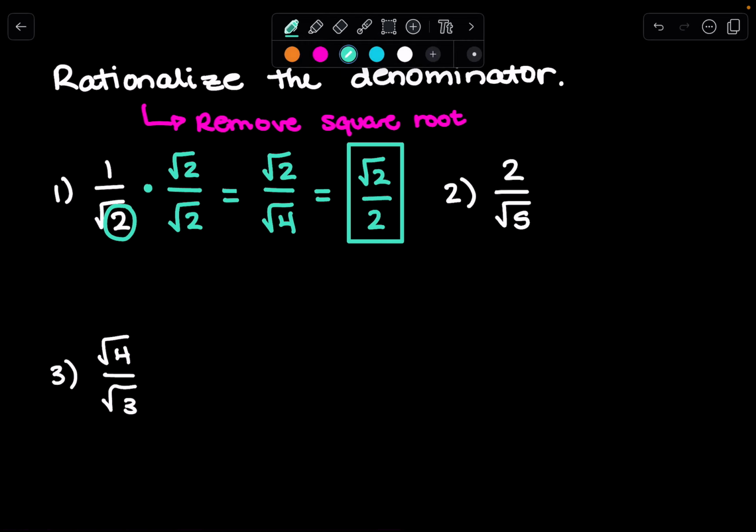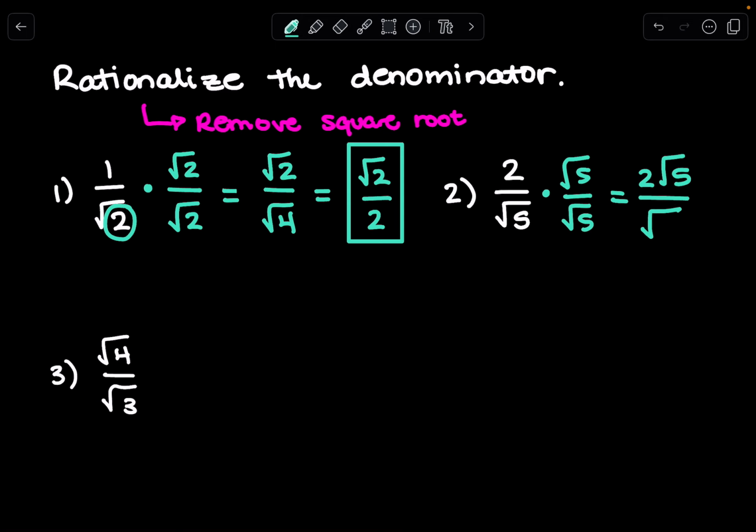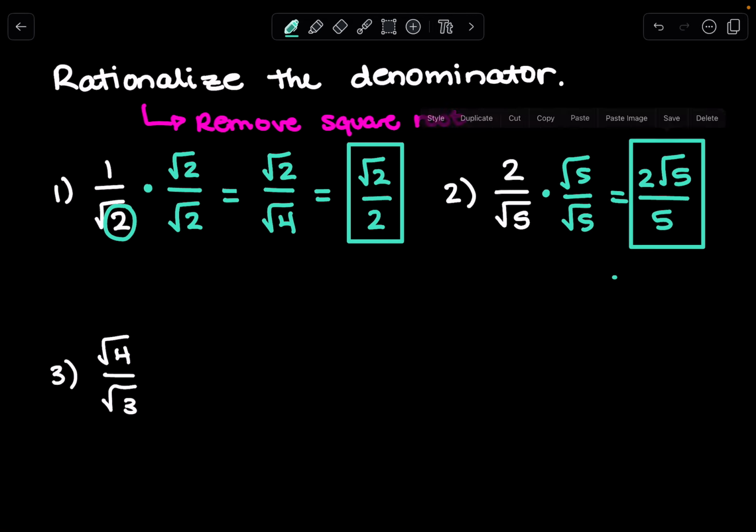Let's do the same thing on number 2. So I'm going to multiply by, this time, root 5 over root 5. This is 2 root 5 over the square root of 25, 5 times 5. But again, I know that that's a number I know. So the square root of 25, what I'm going to do is I'm just going to erase, and I'm going to replace that with the number 5. So 2 root 5 over 5 is the simplified radical version of what I started with.